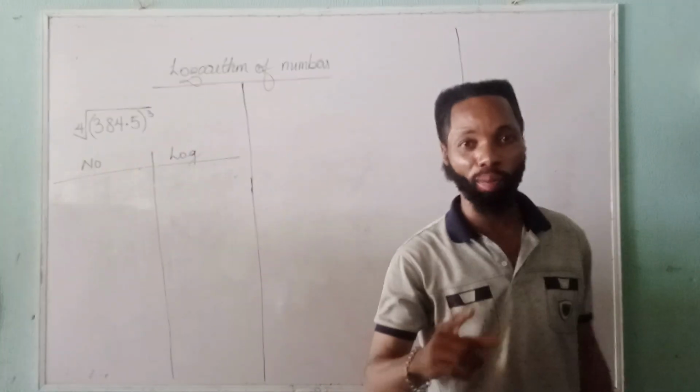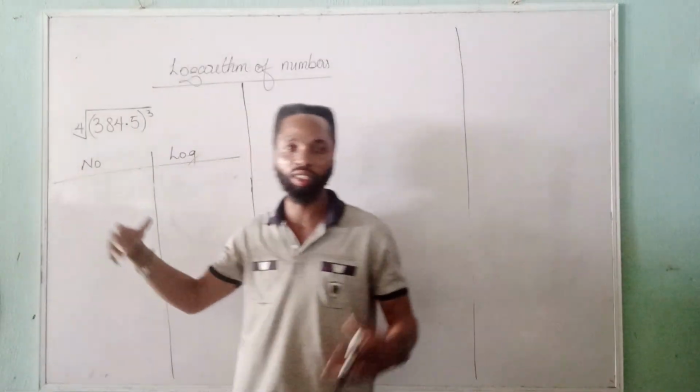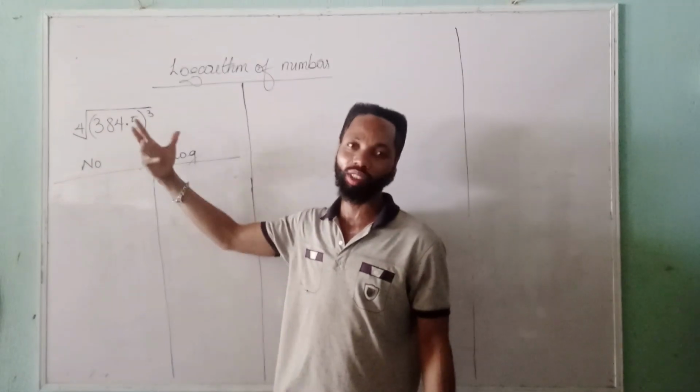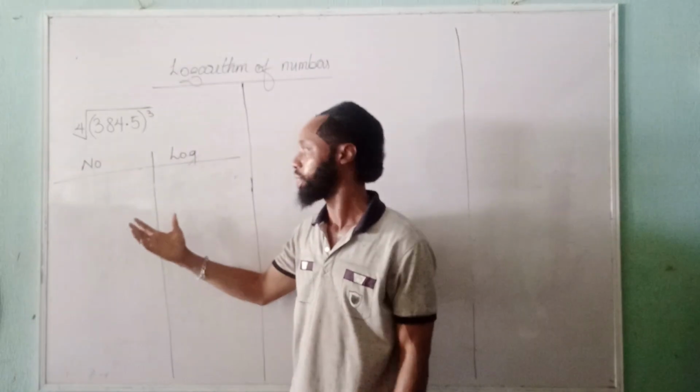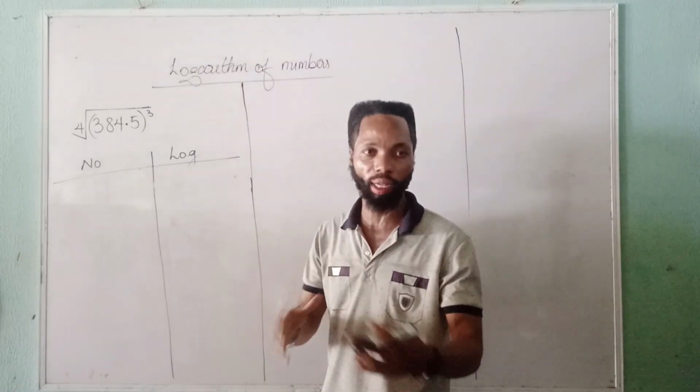Last class, we talked about logging of numbers less than 1. You saw 0.38, 0. But in this case, you're seeing 394.5, a number greater than 1 already. Now, before I go further, I'd like us to look at the relationship between numbers and log.